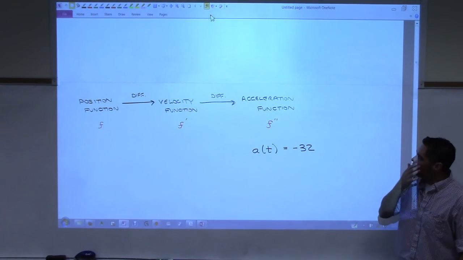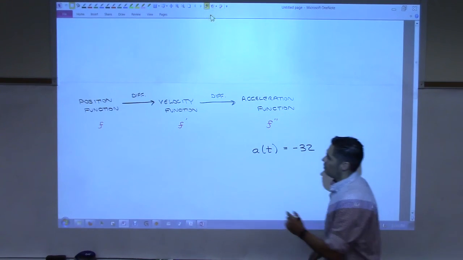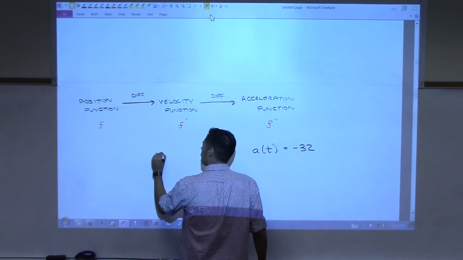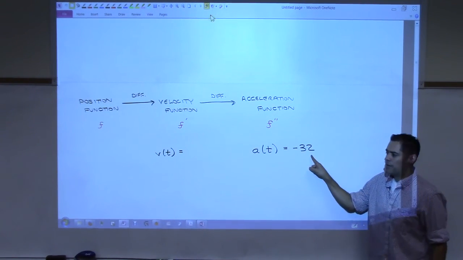So let's say everyone says, all right, great, that's the acceleration function on Earth. What's the velocity function then? Well, the velocity function would be the antiderivative of this. What's the antiderivative of this?